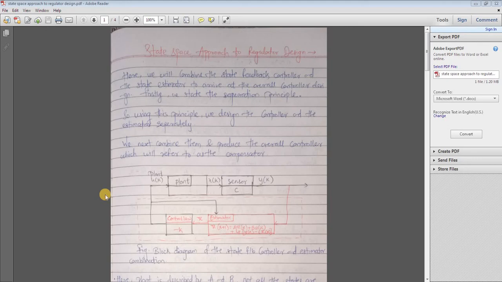Good morning to all. In today's lecture, we are going to study state space techniques in regulator design. We know that the alternative to the transfer function approach to control system design is the state space approach.